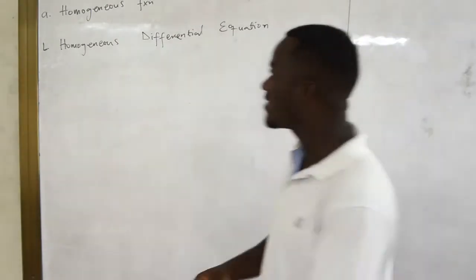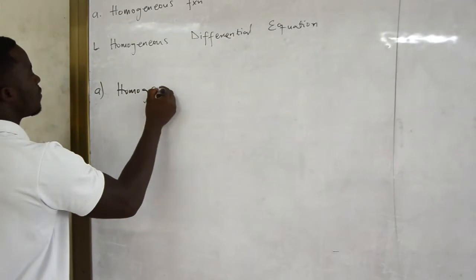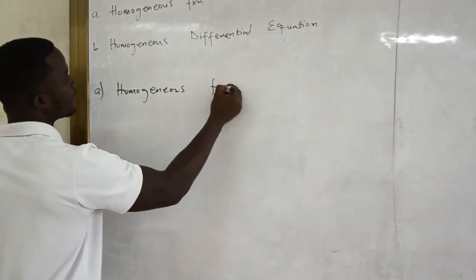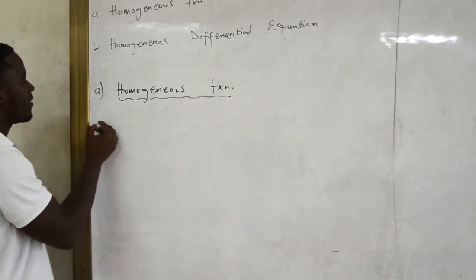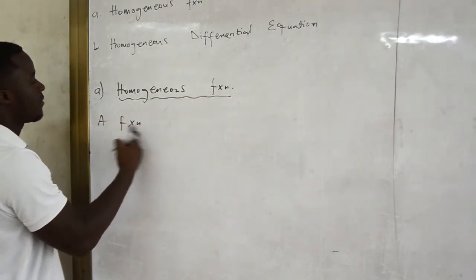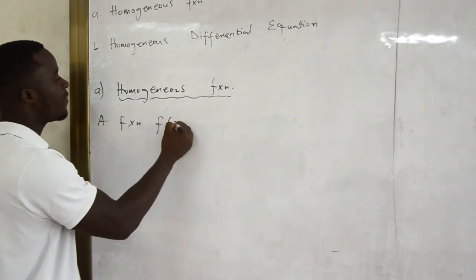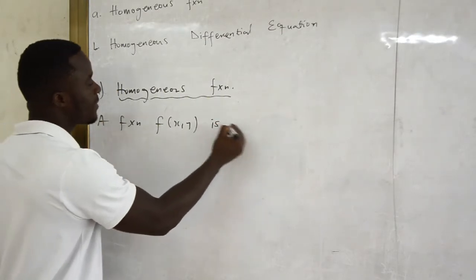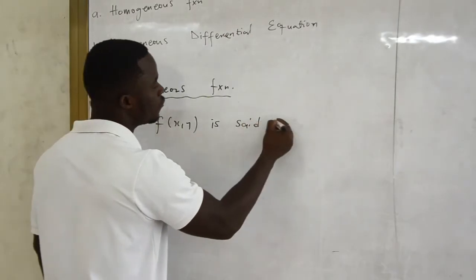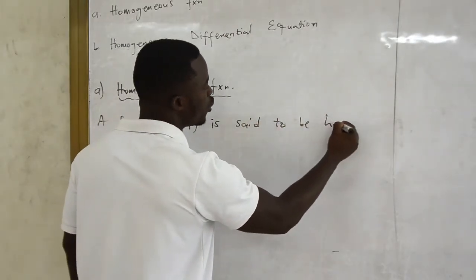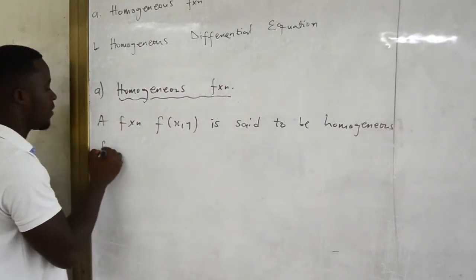So before you use transformation of homogeneous differential equation, first we'll talk about homogeneous function and homogeneous differential equation. So first, I'll talk about the homogeneous function. You define a function, my f of x is a shortcut for function. So my function, let's say f of x, y is said to be a homogeneous function.